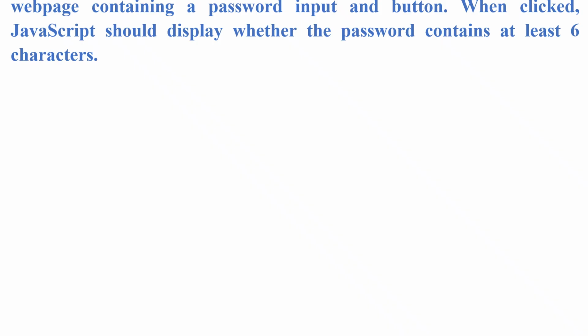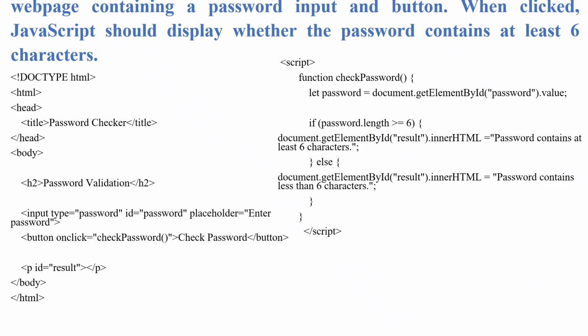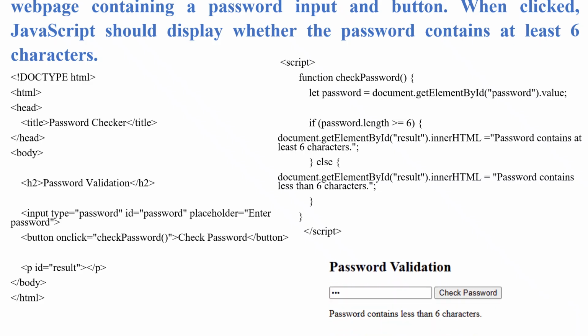Then a web page containing a password input and a button. Whenever it is clicked, it should show whether the password contains at least 6 characters, that is, 6 or more than 6. So in the scripting function, read any value, take it as a password, and check that its length is greater than or equal to 6. Then it displays 'at least 6', otherwise 'no'. This is the logic of the script function, which can be added within the head section or the body section of the HTML. This is how the output looks.